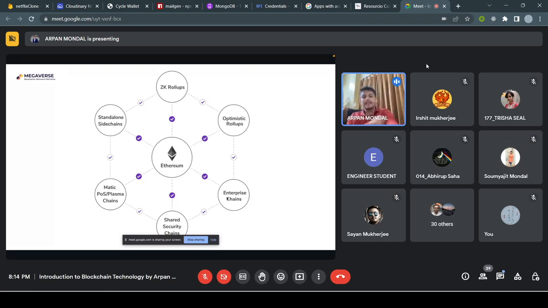So previously we had only Ethereum, and when Polygon came into life, it had ZK rollups and optimistic rollups. All these are under development. It is not yet revealed, and the paper is also not revealed. What are rollups? I also don't know what ZK rollups are. So there are enterprise chains, standalone chains, proof of stake chains, and shared security chains. These are the extra features which Polygon built on top. Why is this happening today?